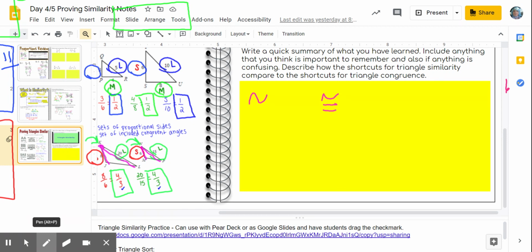Yeah. You don't have that in your notebook? Oh, no.